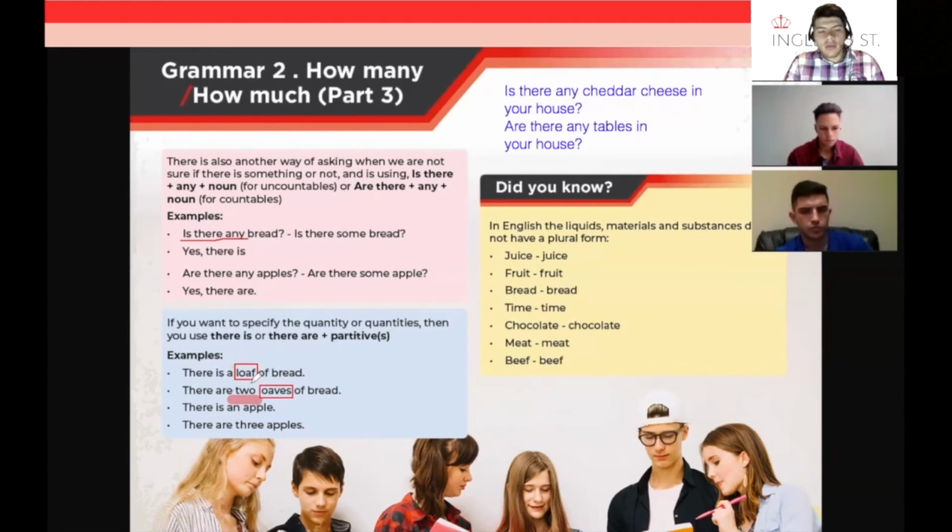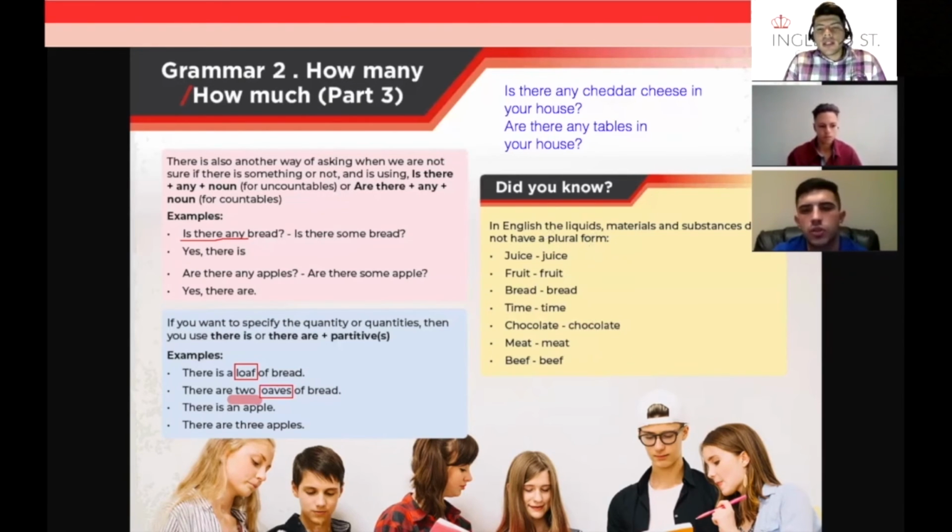There is a loaf of bread. ¿Ok? No podríamos decir there is a bread, porque eso no tiene sentido. Aunque en español sí, la palabra pan, en algunos países se puede contar. Decimos, tengo un pan, tengo 2 panes. But in English, bread is uncountable. No se puede contar. Bread se refiere a pan en general. Entonces necesito decir tengo un pedazo de pan, a loaf of bread or a piece of bread. Okay?